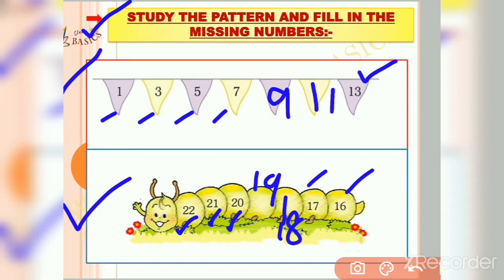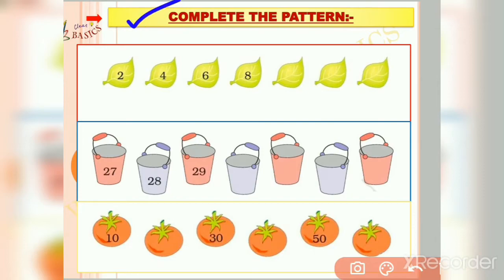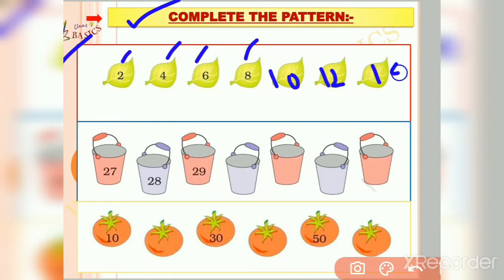Now friends, let us move on to our next slide. Complete the sequence. In this slide, we can see there is a series of even numbers in these leaves: 2, 4, 6, 8. So friends, can you tell me what will be the next missing numbers to complete the sequence? Yes, you are right. The answers are 10, 12 and 14.